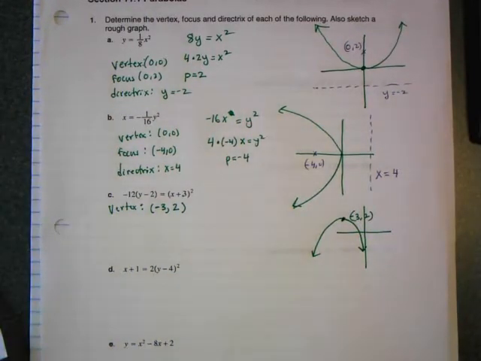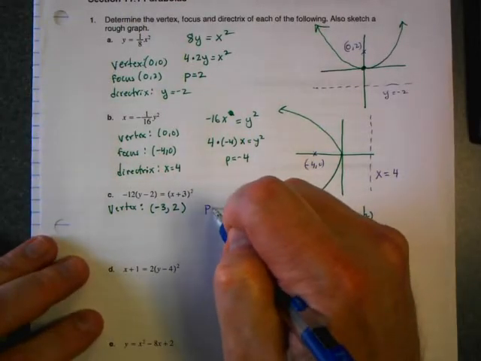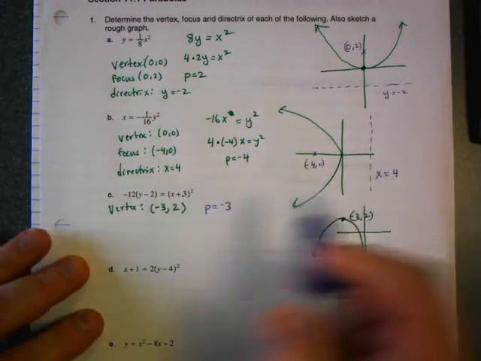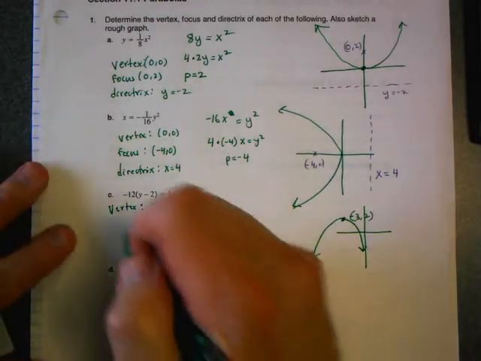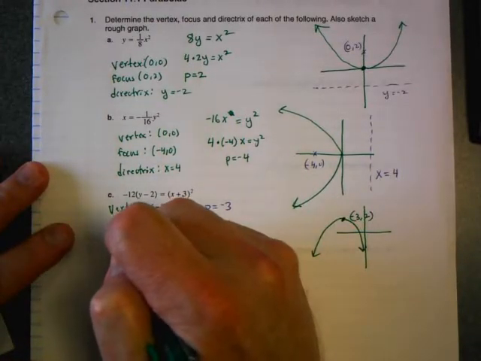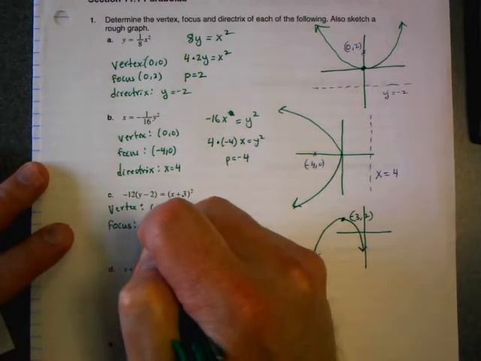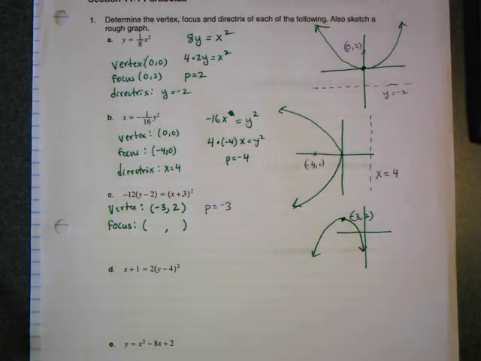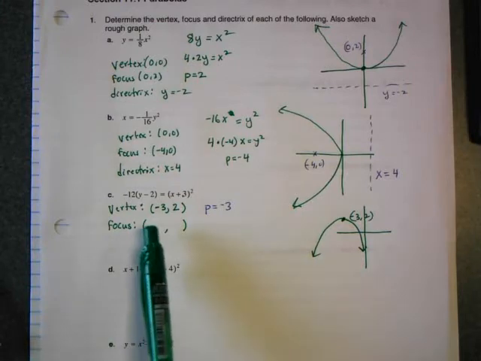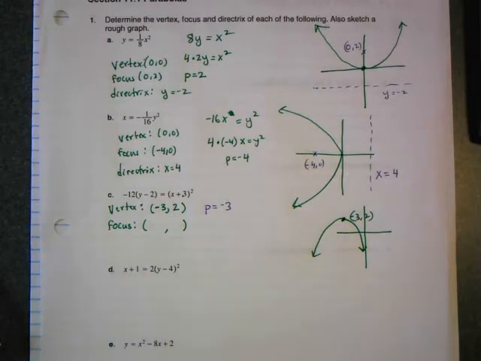All right. You get a p number for me? P is -3 because we would write -12 as 4 times -3. Good. Okay, so if p is -3, where's the focus? That might be the directrix. The focus should be a point. It should have an x number and a y number.